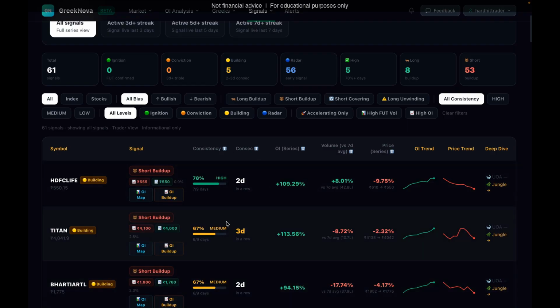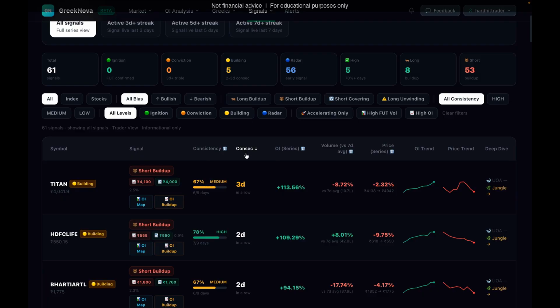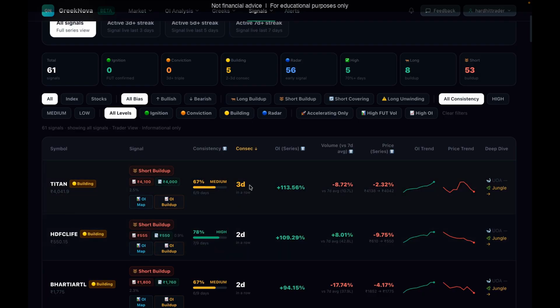So I have divided this day-wise. Consecutiveness and consistency are two key factors for you to check. Let's say now if you filter on this and you see any stock where there's activity happening 3 days in a row. Okay, 3 days in a row is not a small thing. It is not some retailer trying to do a short. It is good enough.